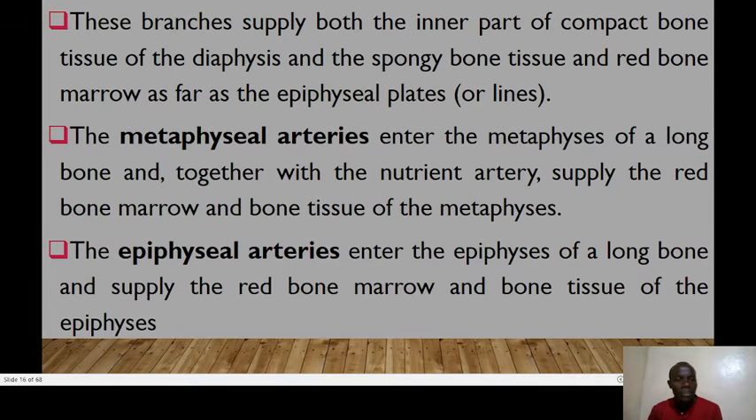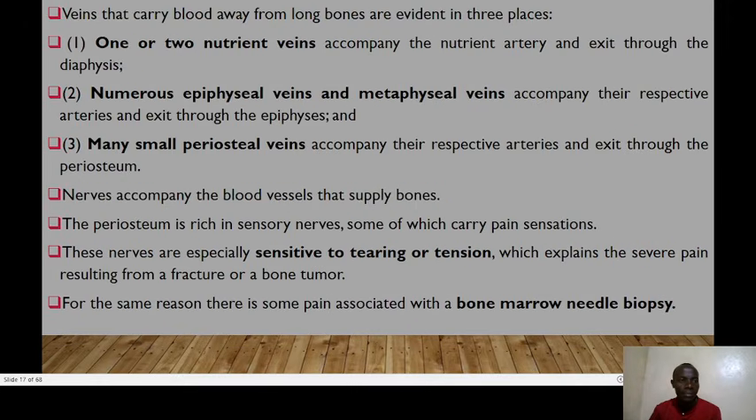We also have the metaphyseal arteries. They normally enter the metaphysis of a long bone, and together with the nutrient artery, they supply red bone marrow and bone tissue of the metaphysis. We also have the epiphyseal arteries. Epiphyseal arteries enter the epiphysis of a long bone and supply the red marrow and bone tissue of the epiphysis.